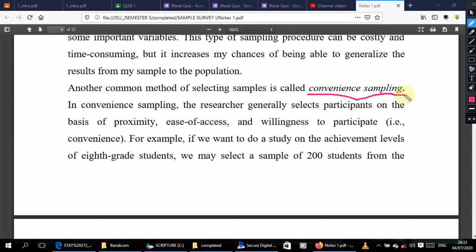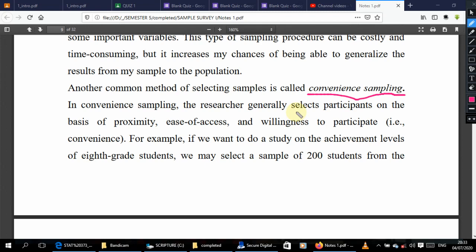That's convenience sampling. In convenience sampling, the researcher generally selects participants on the basis of proximity. That means closeness. Because those people are close to his environment, he takes them into the sample. He doesn't have to travel to places to collect data from them. Ease of access: you can easily access them. And then willingness to participate: they are willing to participate. In that case, I pick those people as my sample.